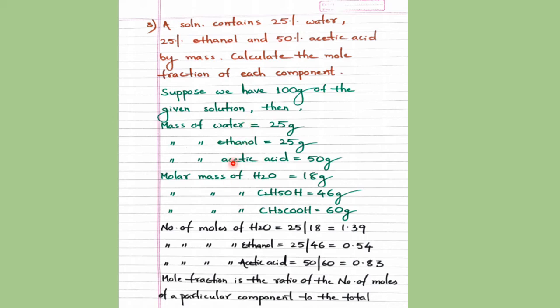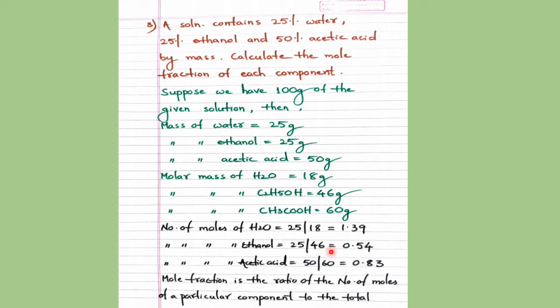Now molar mass you should know. Now we will calculate the number of moles. Number of moles of water: previous formula, mass by molar mass. That is equal to 1.39 moles of water. Similarly, 0.54 moles of ethyl alcohol, 0.83 mole of ethanoic acid or acetic acid.